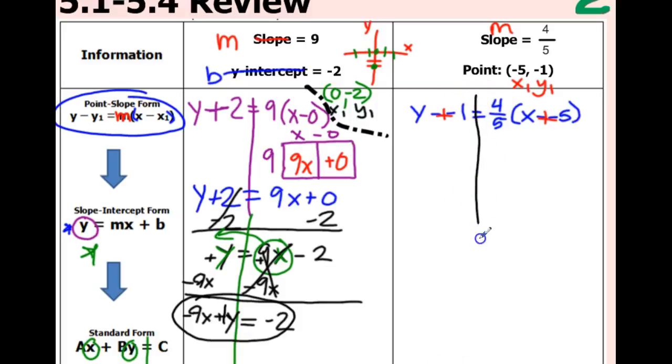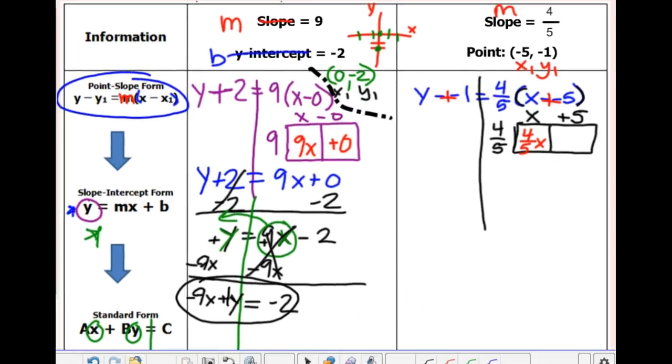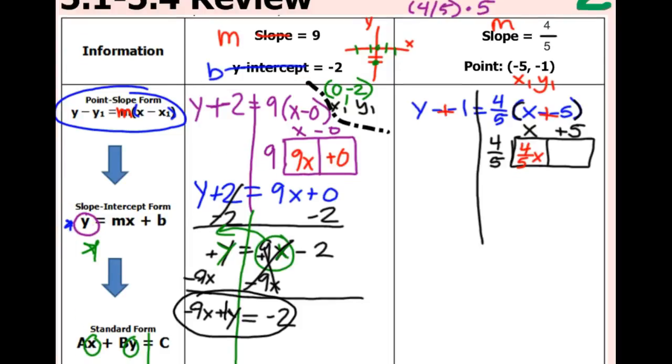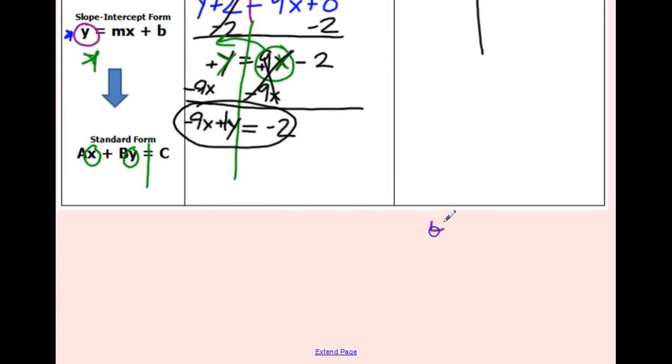So I'm going to draw my line down to multiply or distribute here. Draw your box. So I have 4/5 out front, and here I have x plus 5. If I multiply 4/5 times x, it's just 4/5 x still. And then I have 4/5 times 5. You can either plug that in your calculator as 4 divided by 5 in parentheses times 5, or you can multiply it out. I'm going to multiply it out.